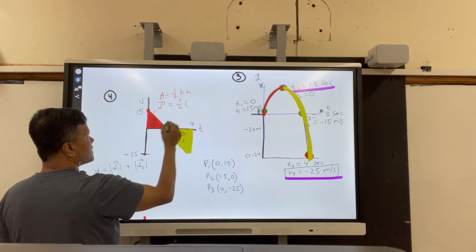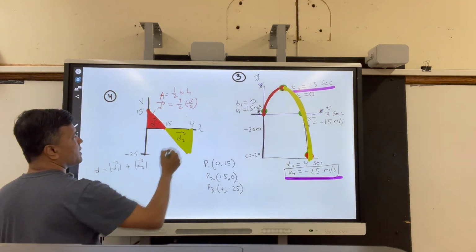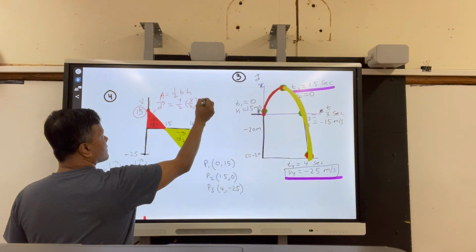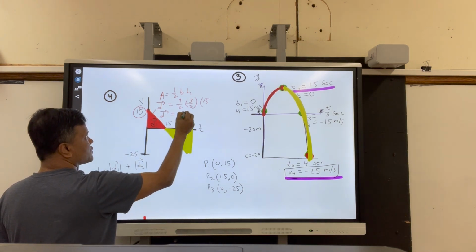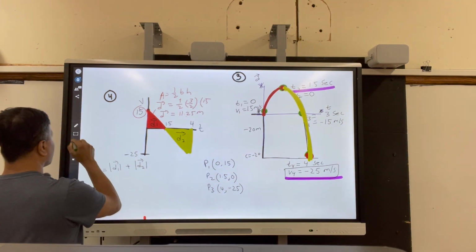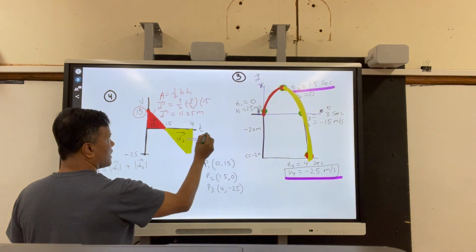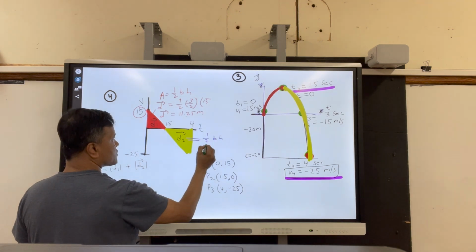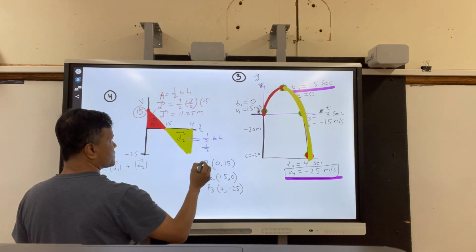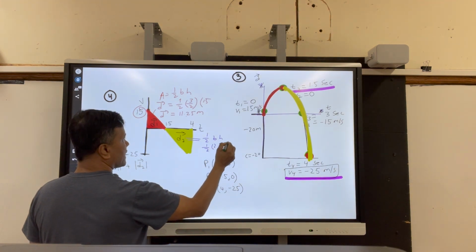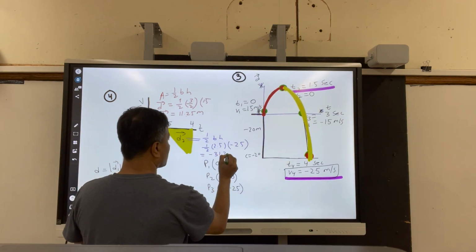Half B is 3 over 2 because it's 1 half, is 1.5. And H is 15. All right. So this is displacement. Red one is 11.25 meters. Now let's find the other one. This one is also half BH, right? So half B is 4 minus 1.5, which is 2.5. Height is negative 25. This is negative 31.25, right?